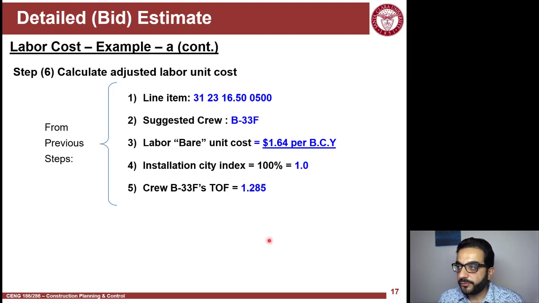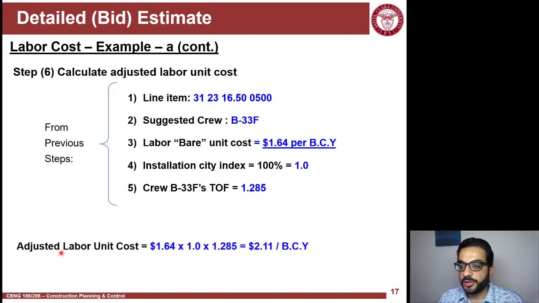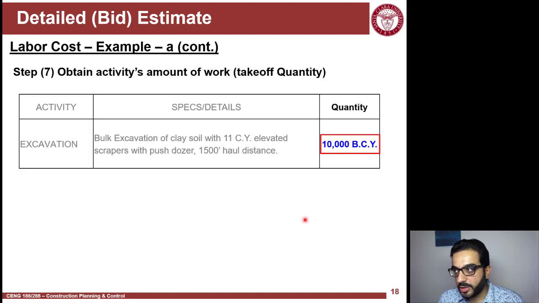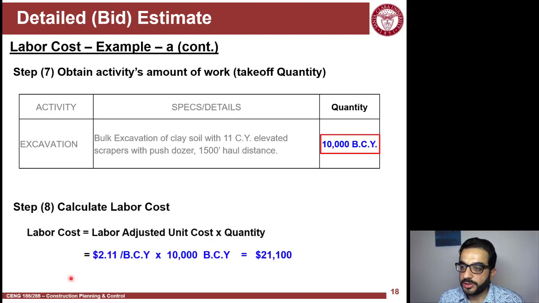So this is the summary of all the steps I had here. In summary, I adjust the labor unit cost. This is the bare cost. The city location is no change. And I adjust for the overhead of the workers. So I end up with $2.11 per bank cubic yard for the laborers of this crew. If I want to calculate for the total scope of the activity, which is 10,000 bank cubic yards, I multiply that by the adjusted labor rate, and that will give you $21,100. So this is the total cost of the workers in this excavation activity.